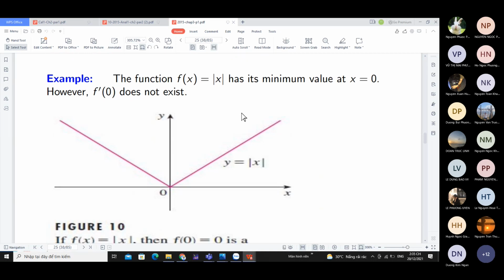One more example here, you see, f of x equals the absolute value of x, and here is the graph of the absolute value function. And f prime of 0 does not exist. We proved it already, okay? However, the function f here attains a local minimum at 0. Exactly, here is the absolute minimum value of the function f.